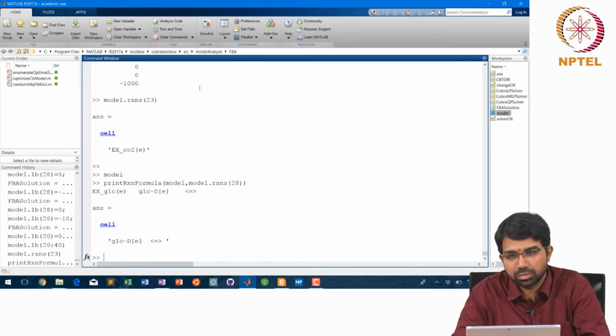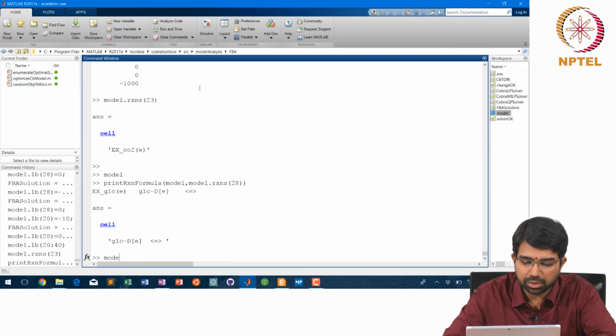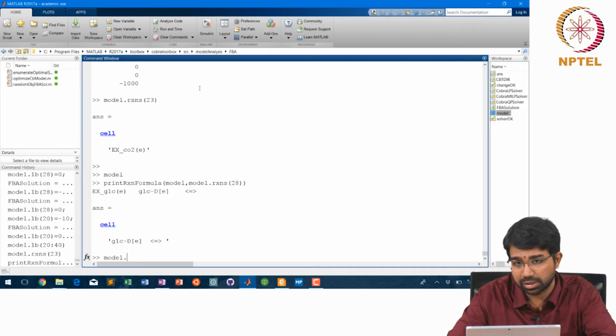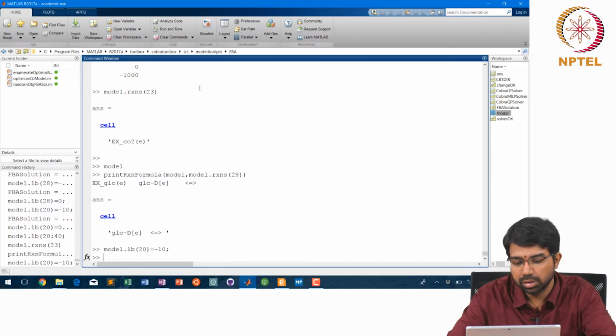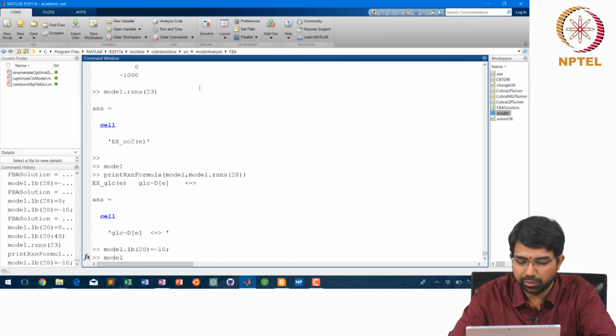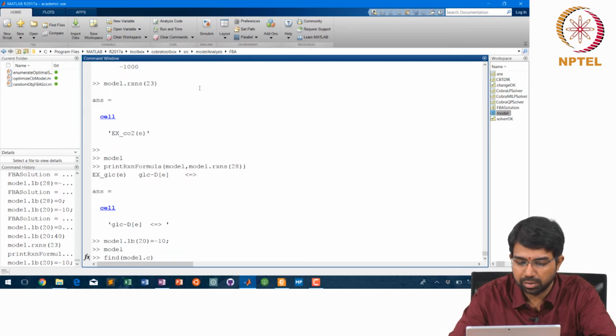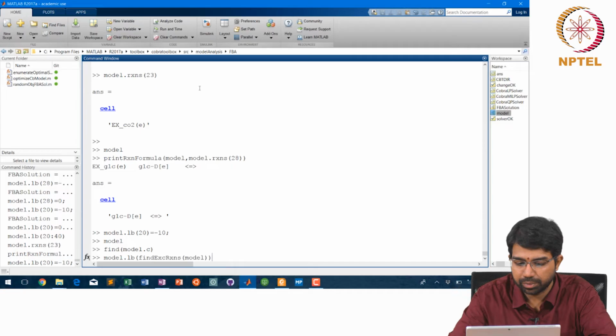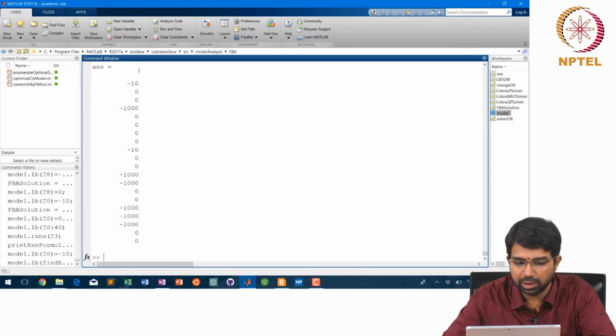Suppose you want to change how much acetate. So first you have a nutrient medium, all the nutrients are there, and then you change the ratio of the nutrients. How would you do that in the model? So now let us say I want to add some acetate. I will say model.lb20 equals minus 10. So now I have 10 of glucose and 10 of acetate.